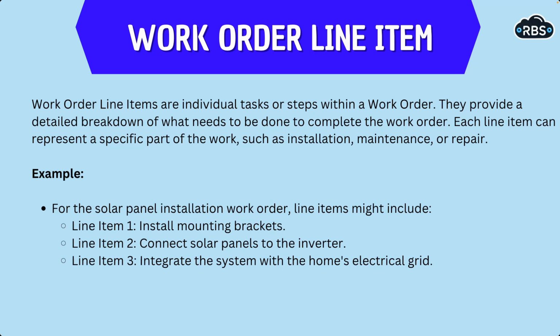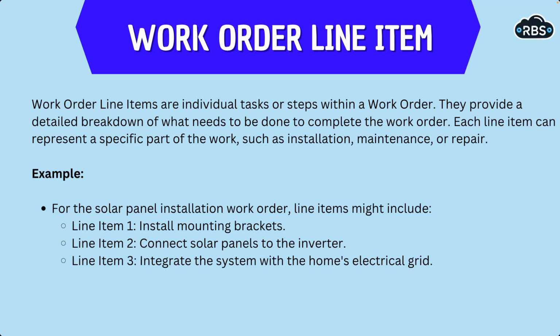Right? So the next, again very similar to work order, is work order line item, which is again part of the work order object. Work order and work order line items have a one to many relationship. So one work order can have multiple line items. Again, just like opportunity or you can say order, work order line items are individual tasks or steps within a work order, right? So one work order can have multiple line items, but one line item can only have one work order.